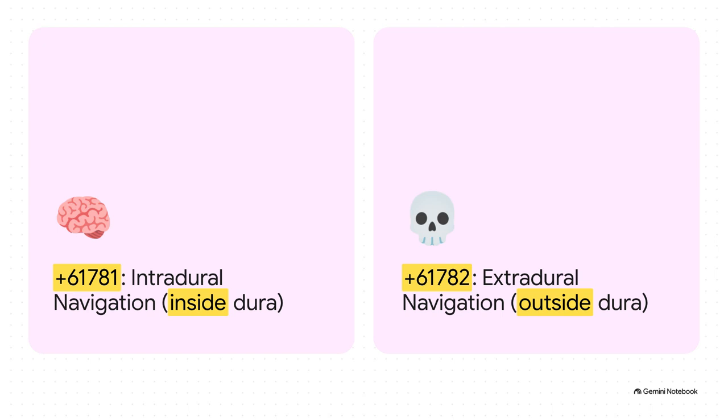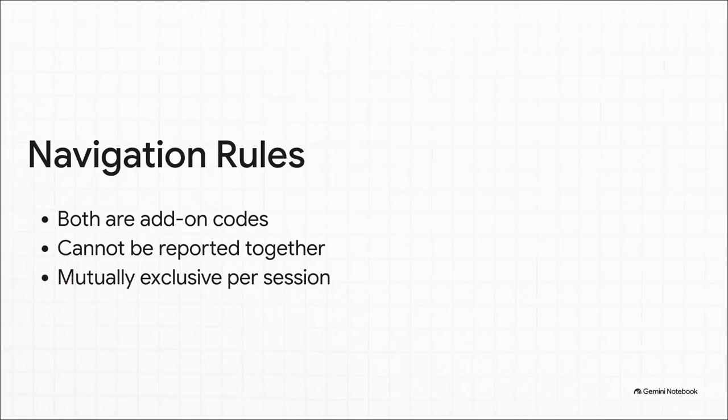On the flip side, you report the extradural code 61782 for navigational work that is isolated strictly outside the dural covering. A perfect example of this would be complex cranial base bone work or navigating through sinus corridors where the dura remains completely intact. What's really interesting about these codes is how they interact with one another.